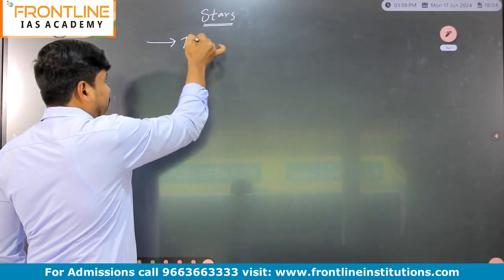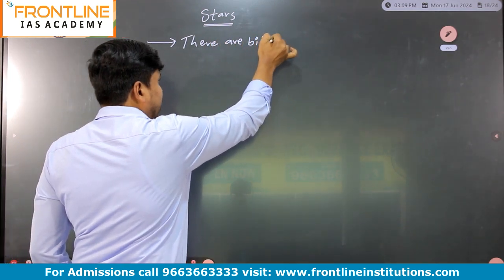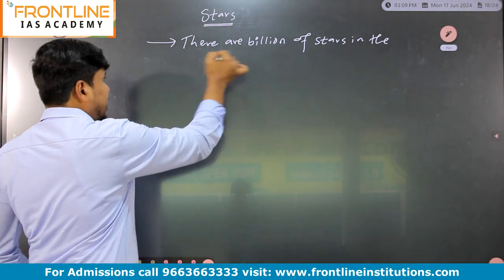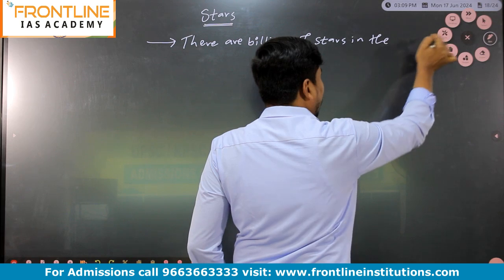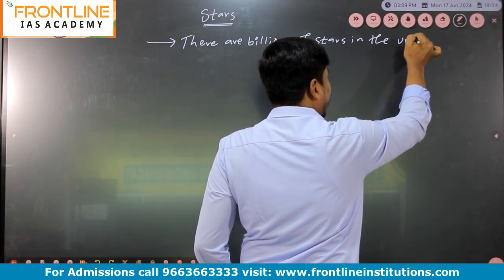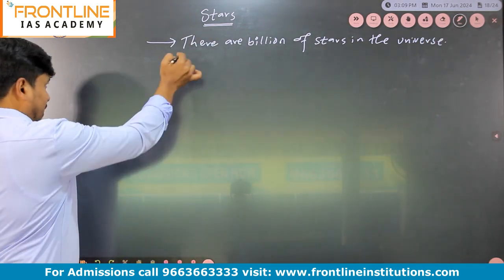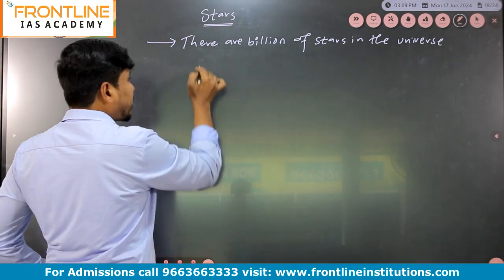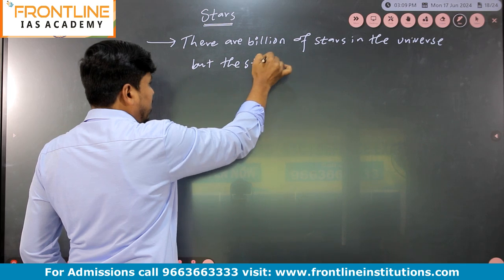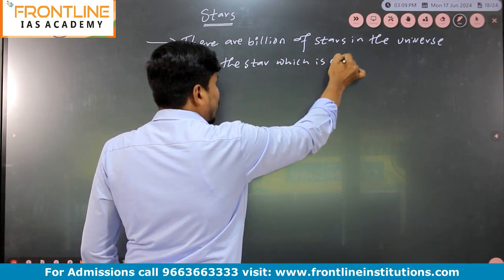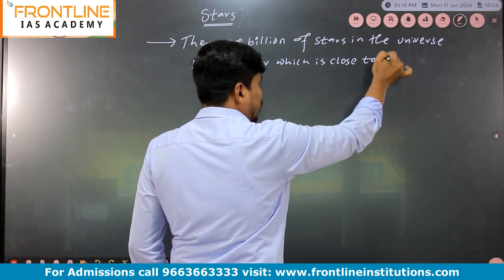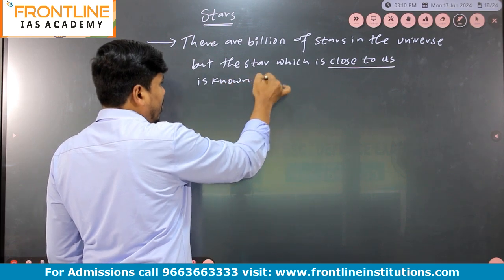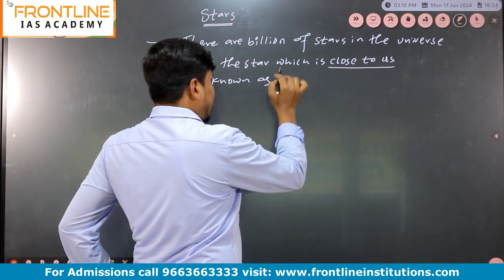There are billions of stars in the universe, but the star which is close to us is known as the sun.